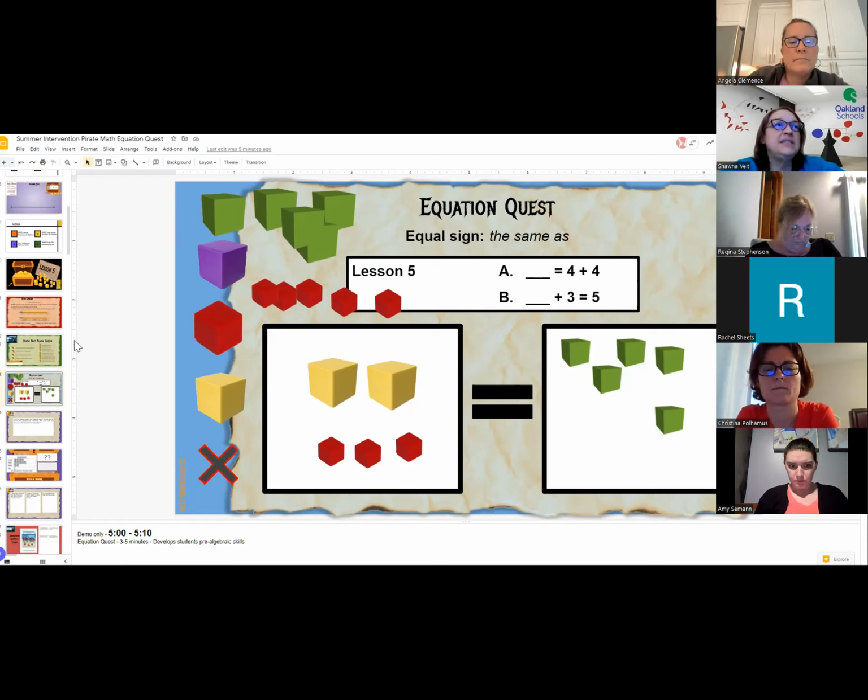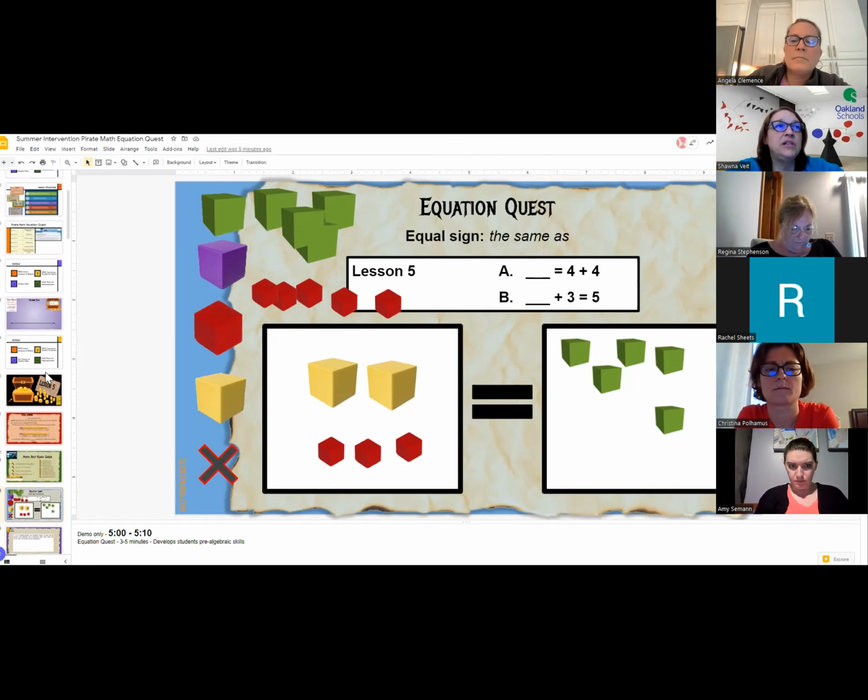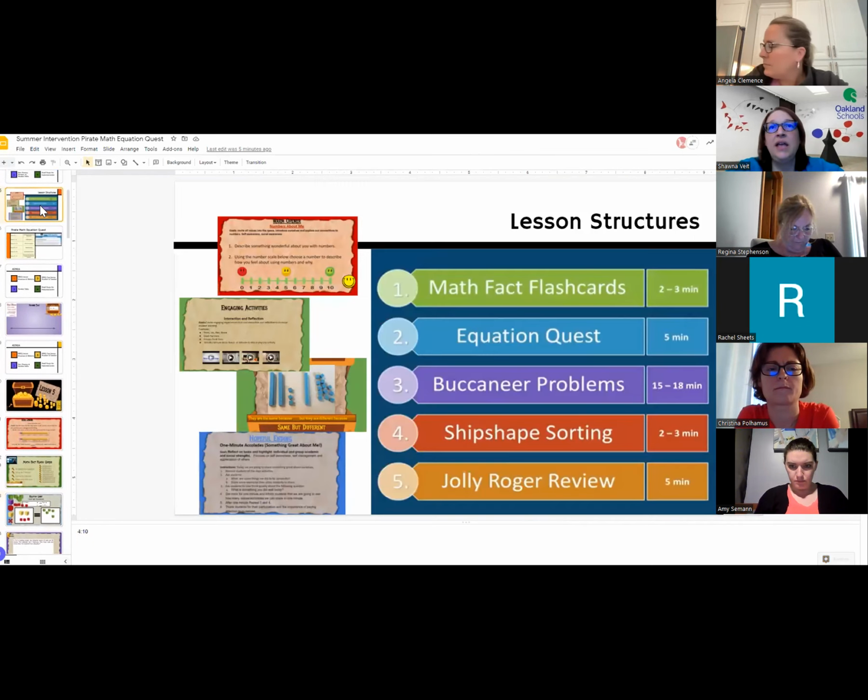Alrighty, so the next step when we think about all of our parts of the lesson, and let me pull that back in again, we've really talked about math fact flashcards, and they're saying 2 to 3 minutes. I'm sorry, I am not that good. Never in my life have I gotten that done in 2 to 3 minutes, unless it's just me and one kid. So give yourself a realistic amount of time there.